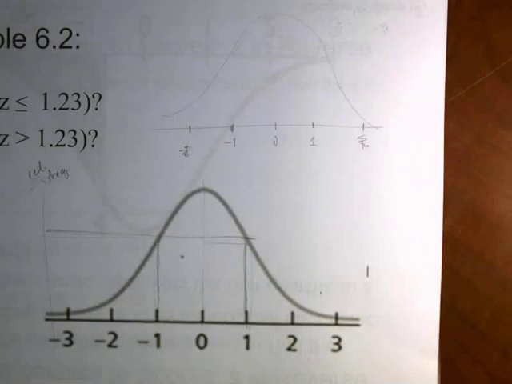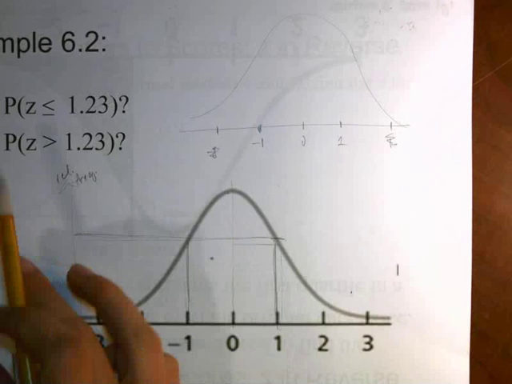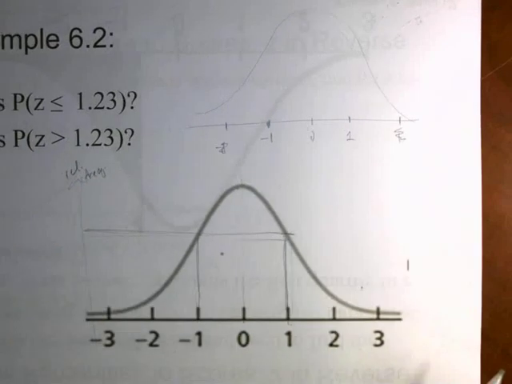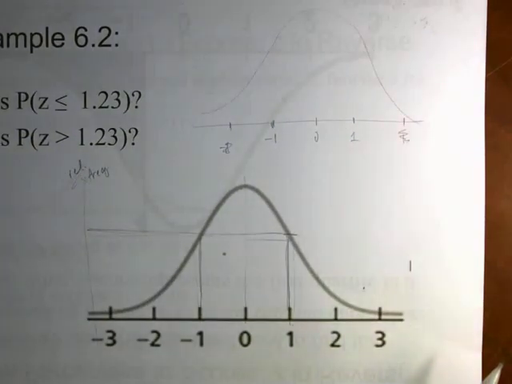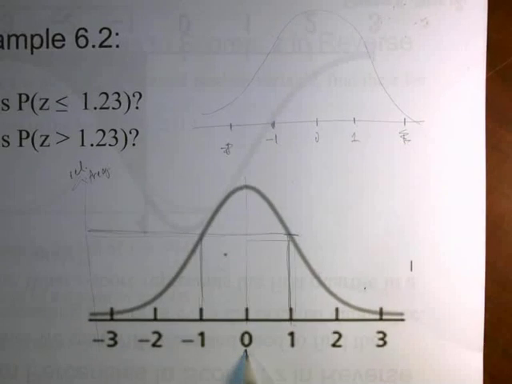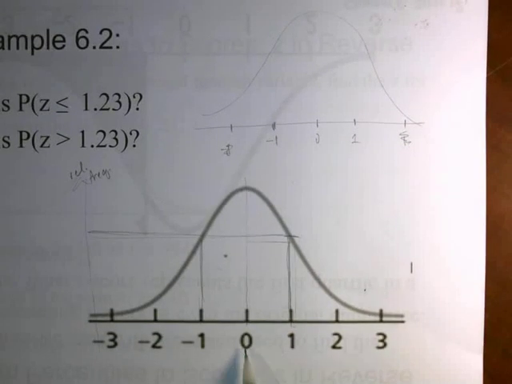Okay, so the example that we did in class was we said, what is the probability that z is less than or equal to 1.23? And I want to redo that just so that we can remember how to use these tables. This is a plot of the z, and remember that z has a mean of 0, that's why the mean of this distribution is here, and a standard deviation of 1.